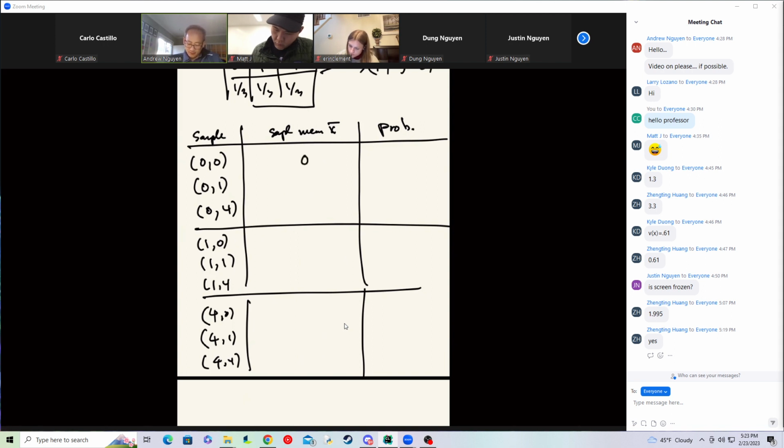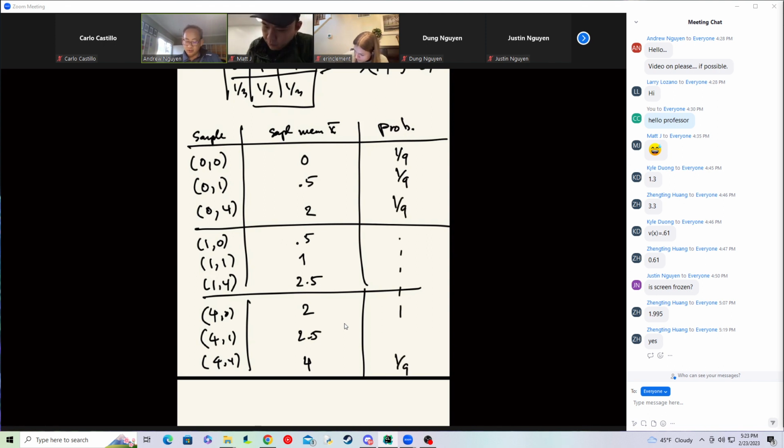The sample means are 0, 0.5, 2.5, 1, 2.5, 2, 2.5, and 4, right? And everything is 1/9, correct? Because 1/3 times 1/3. Each point is 1/3, so everything is 1/9.